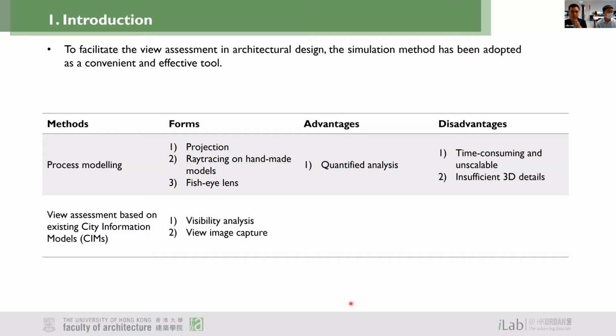Currently, with the advancement of remote sensing and 3D reconstruction, the view assessment based on the existing photorealistic city information model also has a high potential to help increase automation and accuracy. However, this potential has not yet been realized in both research and practice. So this research developed a model to which CIM can be extended to assist view assessment in architectural space planning. We want to figure out how CIM can be fit into the existing design process.